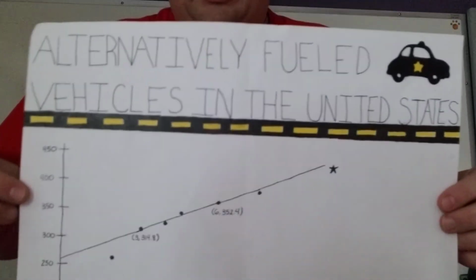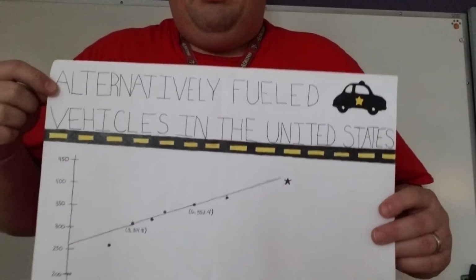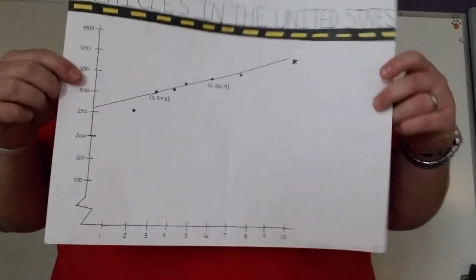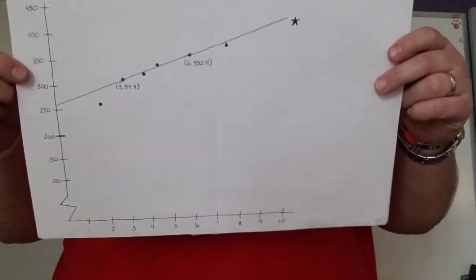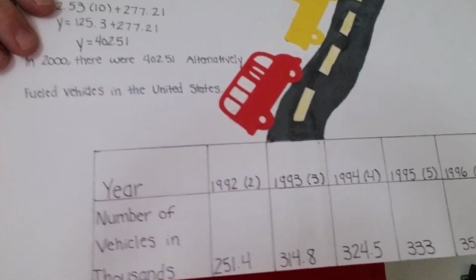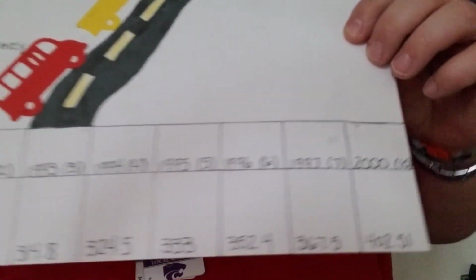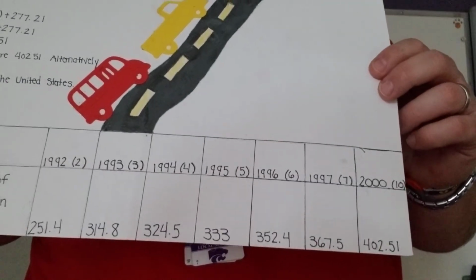The front, you can see that we know what the project's about. It's about alternatively fueled vehicles. And we plotted all of those points. So the data set is on the back here. Here's the table of values that they were given. It is nice when that is included on the project, so that would be a good thing to do.